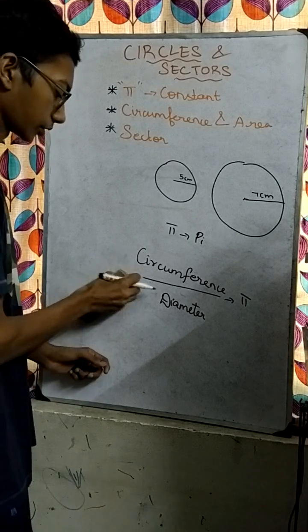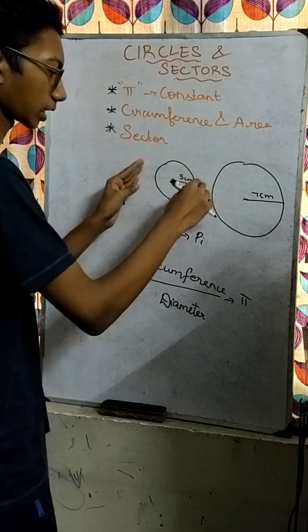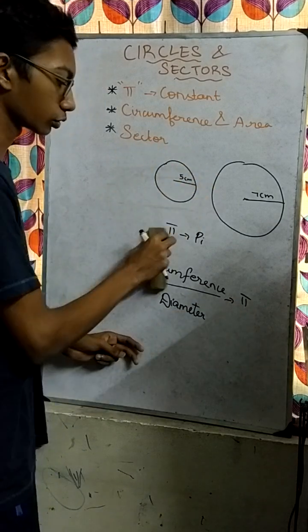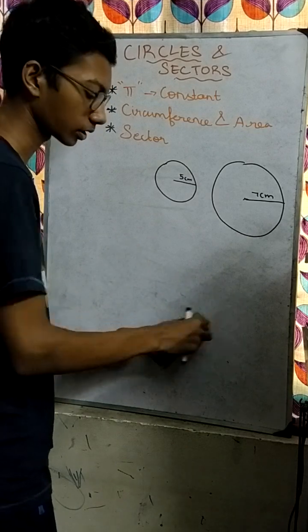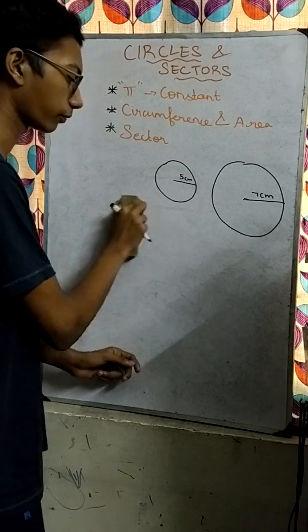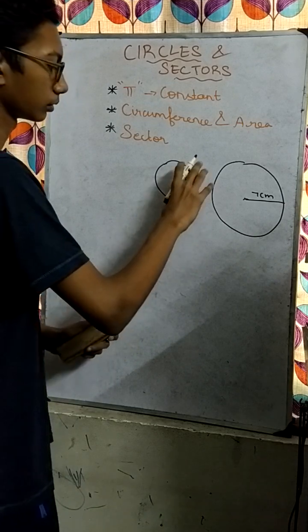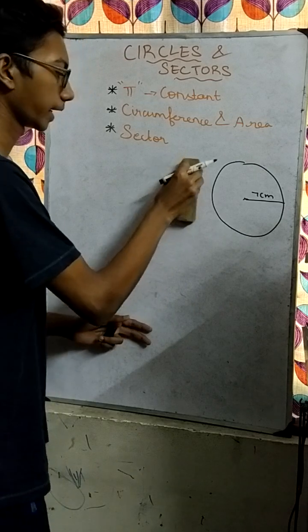So why this works is, all circles are similar to each other. Just divide the circumference by the diameter, you will get the constant pi. So this is why circles have a constant value of pi. So this is the thing with the pi constant, circumference and area of a circle.